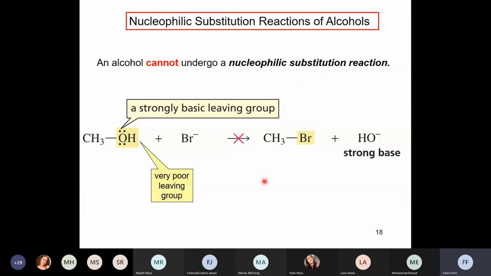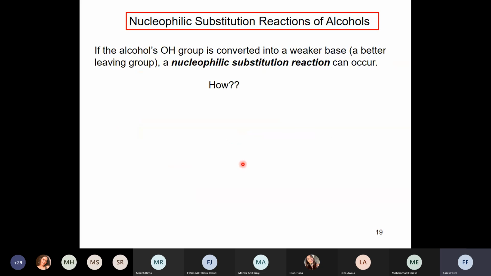بس نحن قادرين نحتال عليهم ونحولهم ل good leaving group. If OH minus is not a good leaving group, okay, what about converting the OH group, which is not a good leaving group, into a weaker base? بس نحول OH to a weaker base بيطلع معي better leaving group. يعني leaving group ability إلها علاقة بالbasicity. كل ما كان weak base كل ما كان better leaving group. So when you succeed in converting the OH into a weaker base, بيصير فينا نعمل nucleophilic substitution reaction.